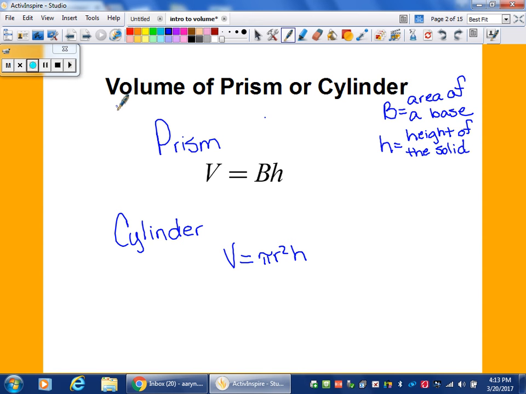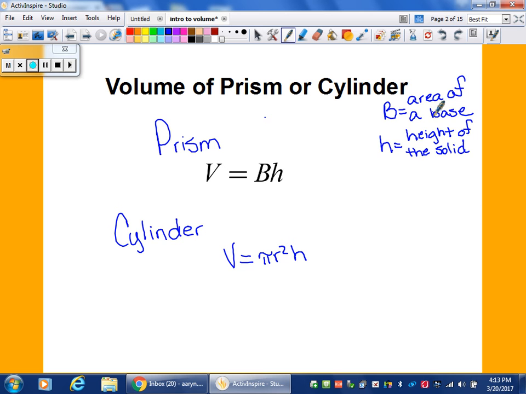Now, when finding the volume of a prism or a cylinder, you use the basic formula volume equals big B times H, where big B stands for the area of the base and H stands for height of the solid. Now let's go back to big B for a second. It says area of a base, just one base, because prisms and cylinders have two bases. They're parallel and they are congruent. So it's just one of those bases, not both.